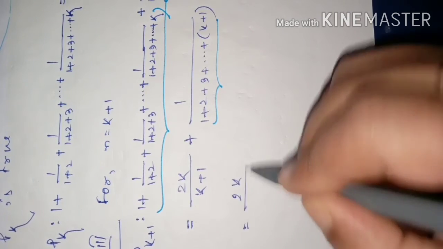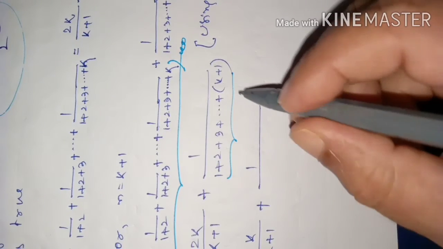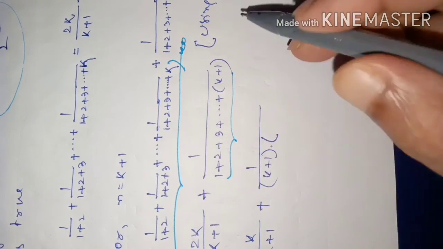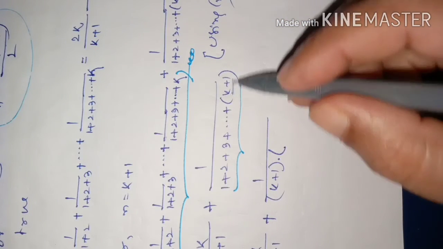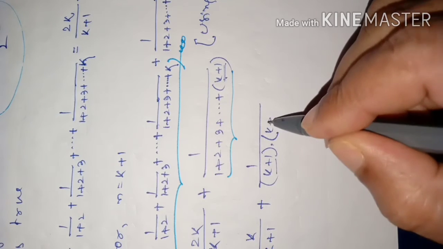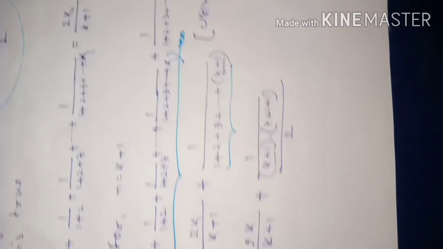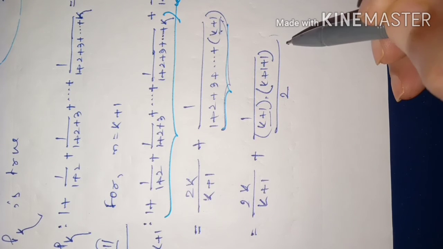Now we will say here twice k by k plus 1 plus, this is the sum of k plus 1 terms. That means it will be 1 by, last term is what? K plus 1 into, what is the formula? N into n plus 1. Since this is our n in our mind, it is n into n plus 1, that means k plus 1 into k plus 2, the whole thing divided by 2. So the sum of these terms will be equal to this much.